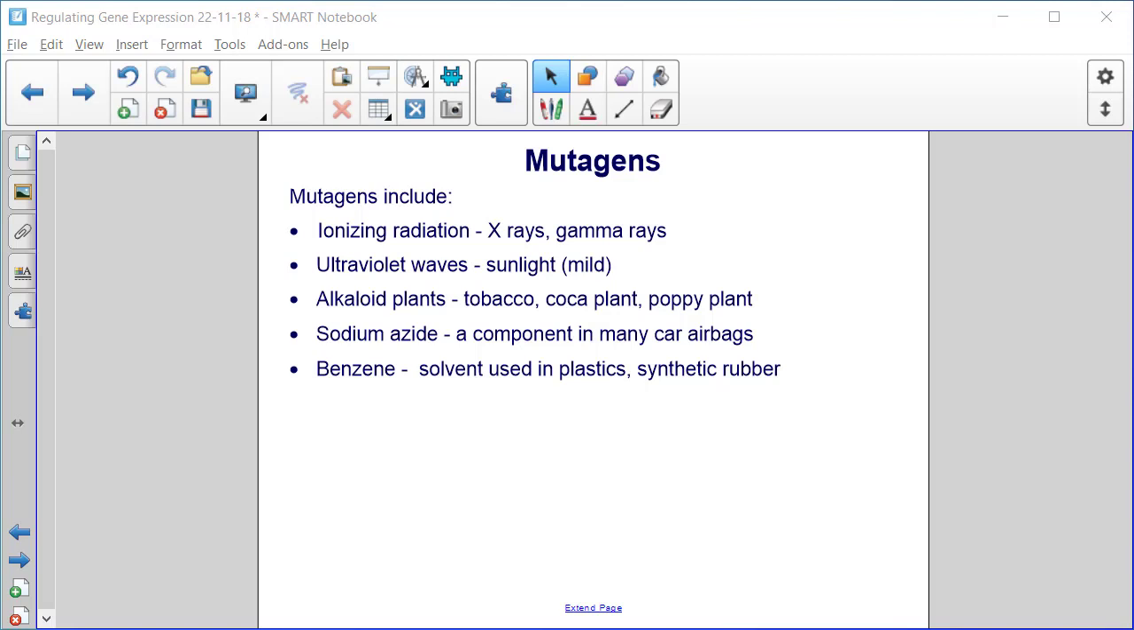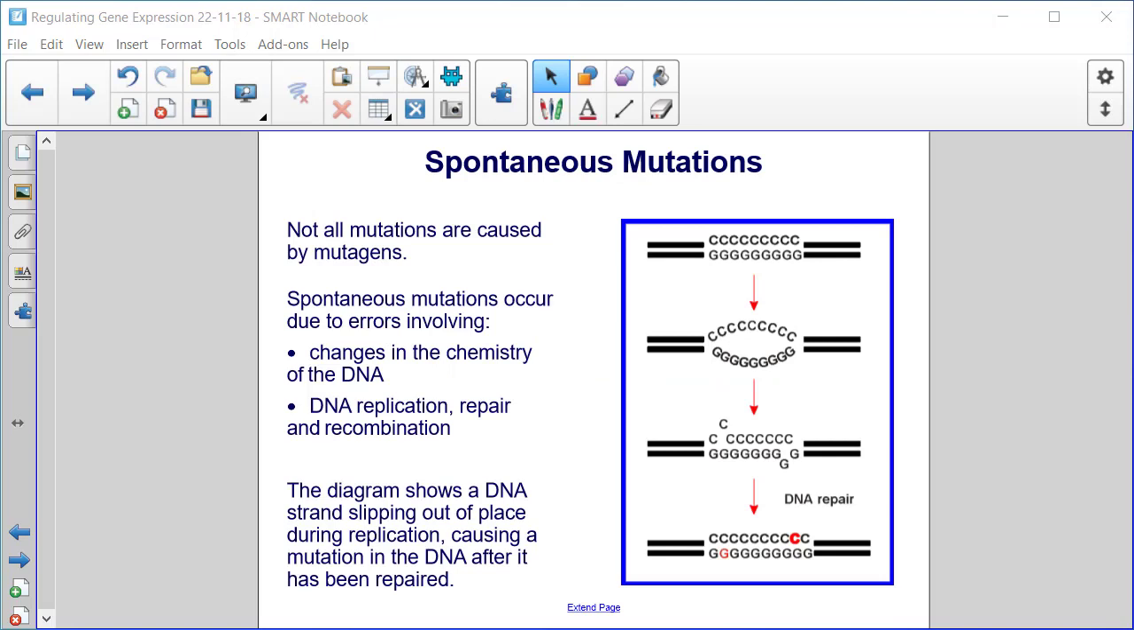Mutagens include ionizing radiation like X-rays and gamma rays, ultraviolet waves like sunlight, alkaloid plants like tobacco, coca, and poppy, sodium azide, a component in many car airbags, and benzene, a solvent used in plastics and synthetic rubber. Not all mutations are caused by mutagens. Spontaneous mutations occur due to errors involving changes in the chemistry of the DNA or DNA replication, repair, and recombination.